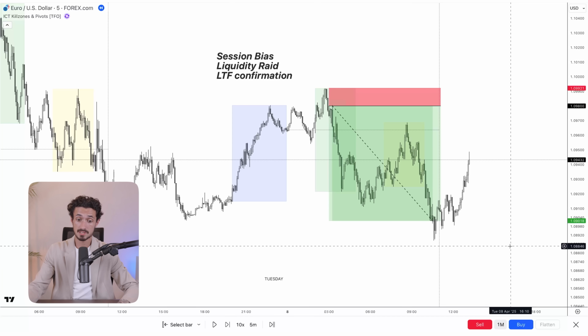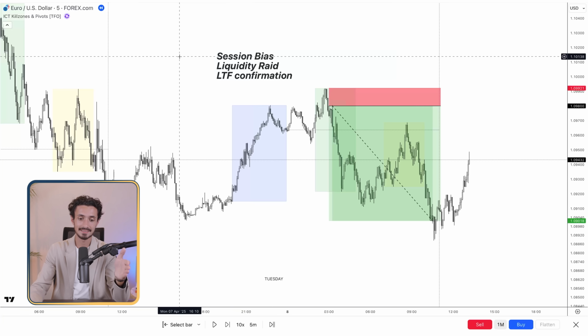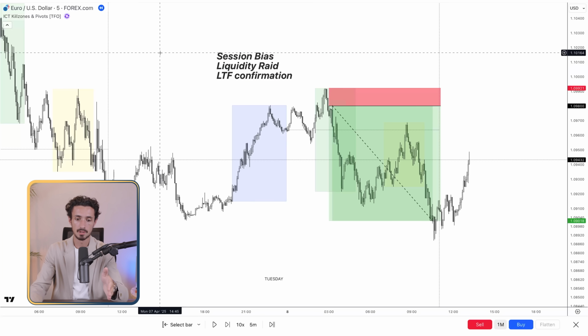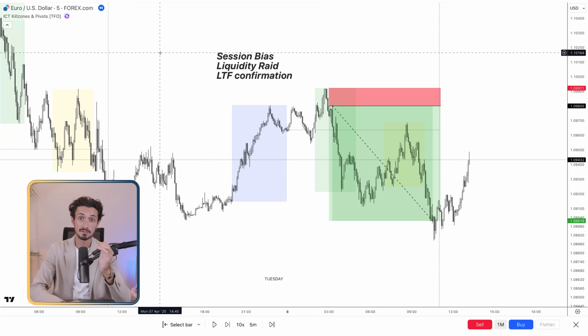So 3 simple steps. Step 1, session bias, which is essentially understanding what price is going to do today in this session. Step 2, liquidity raid. What's an area of price that we can wait for price to liquidate before it reverses? There always needs to be a liquidation. And step 3, lower time frame confirmation. On the lower time frame, what can we use to confirm that we are correct? Now it is time to enter this position. And that's pretty much it. Let's start with session bias.